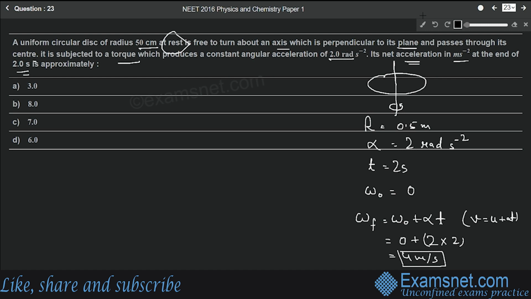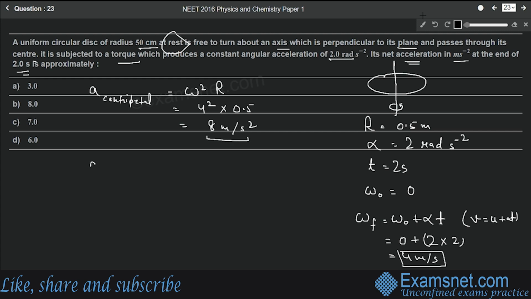Now two types of accelerations will be there. First is the centripetal acceleration, that is AC. Centripetal acceleration will be equal to omega square r. Omega is equal to 4, so 4 square into r, which is 0.5 meter, will be equal to 16 into 0.5, that is 8 meter per second square. This is the centripetal acceleration.